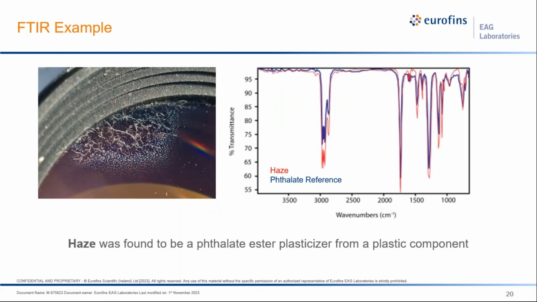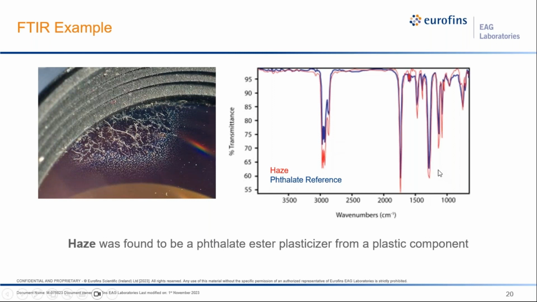So I'll start with a quick FTIR example. This is a haze that was found on a lens, and it was determined to be a phthalate ester using FTIR, and you can see that the phthalate reference matches the haze very well.